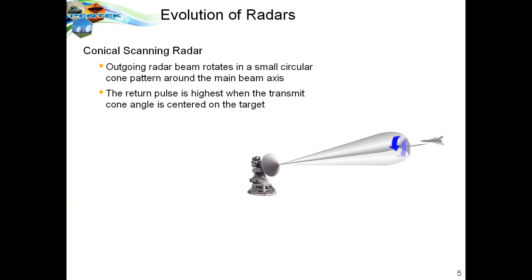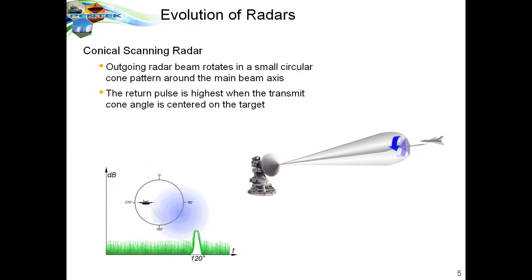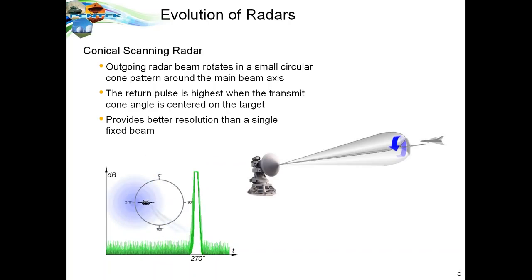The return pulse is highest when the transmit cone angle is centered on that particular target. And as the beam rotates, you'll get a peak in the response of the return pulse when the position of the beam within that conical pattern is closest to the target or centered on it. This gives you a much better resolution than a single fixed beam in the previous example.